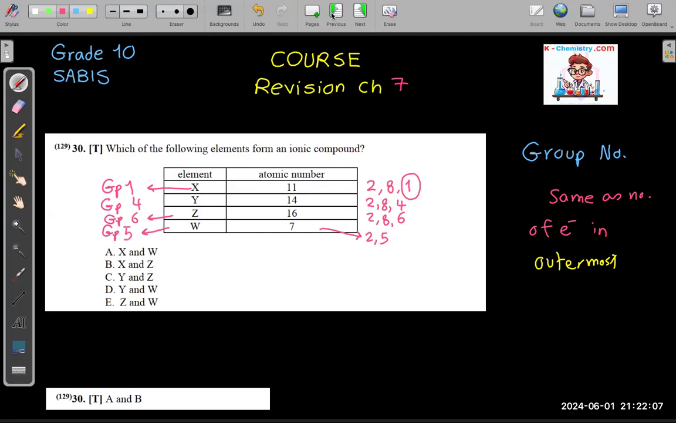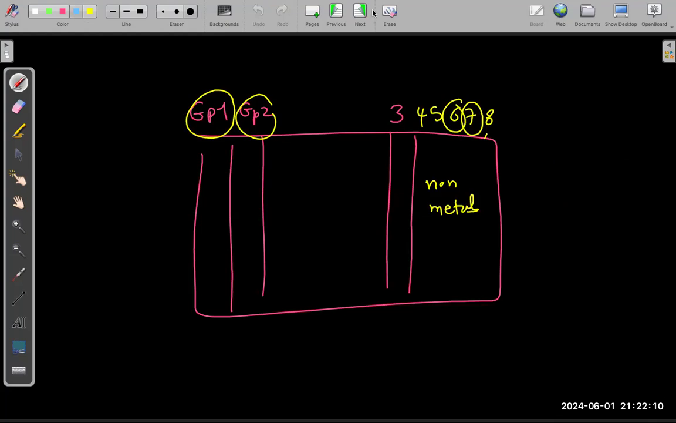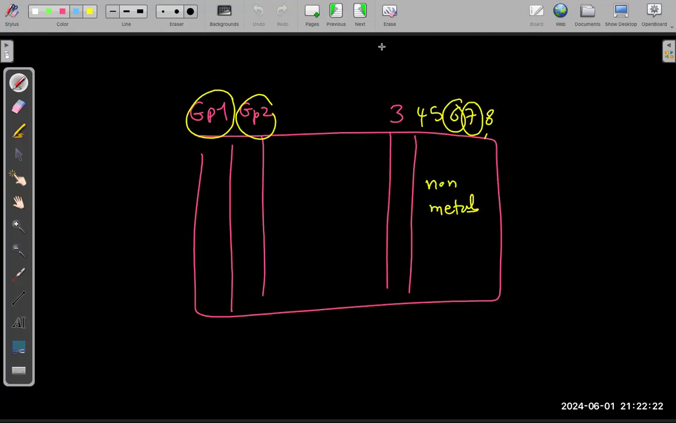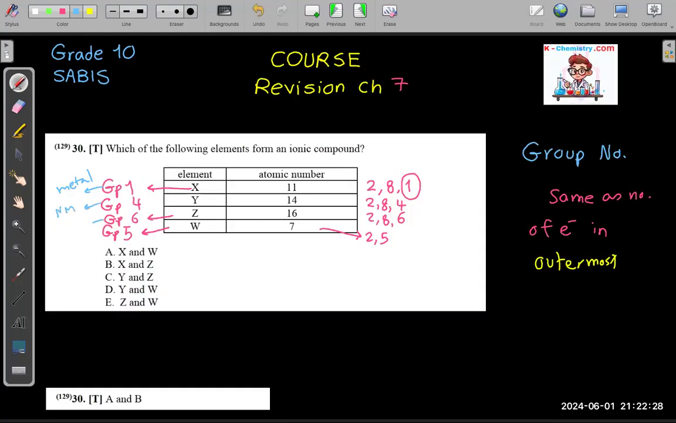Okay, is group 1 metal or non-metal? Group 1 is metal. Groups 4, 5 and 6, all of them are non-metal. So Y, Z and W are non-metal. Okay, X and W: X is metal and W is non-metal, so it is ionic. X and Z: metal and non-metal, ionic. Okay, Y and Z.